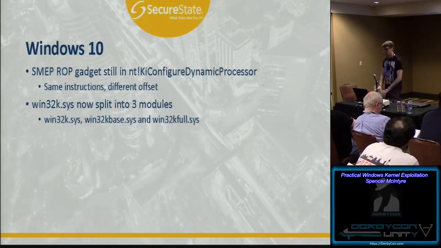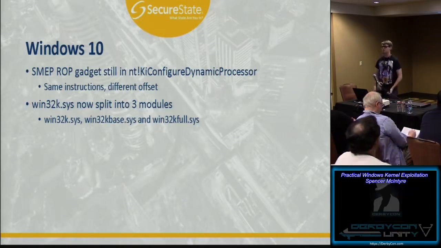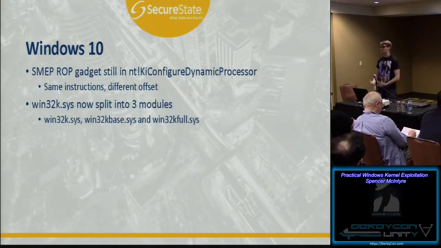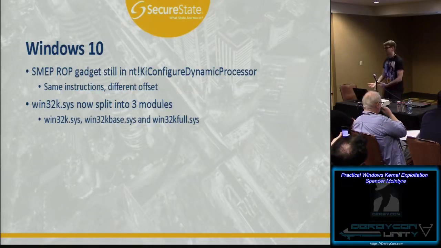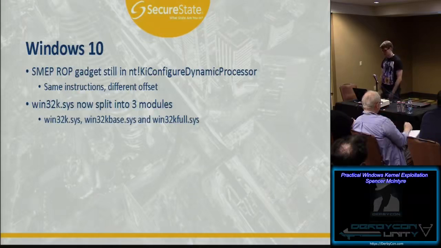I did want to close out with some things on Windows 10, because everybody's talking about Windows 10. There are some great talks this week. The SMAP ROP gadget that I did mention is in the exact same location. From what I can tell, the technique to bypass SMAP by executing this gadget is still applicable. It's in the same function. Once again, you can't resolve that function, but it does still exist.